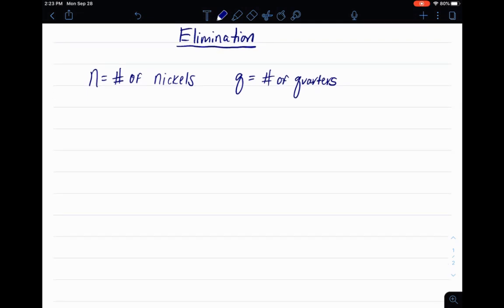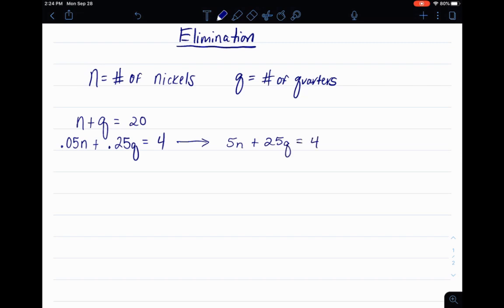So it says you have a total of 20 coins. So if I take my nickels and add my quarters, I'm going to get a total of 20 coins. And then it has a value of $4. So how much is a nickel? So 0.05 N plus 25 cents for a quarter equals $4. Now, if I don't want to mess with decimals, how can I get rid of the decimals? Move the decimal. Okay, so if we move the decimal 2 places, we're going to get 5N plus 25Q equals 400.